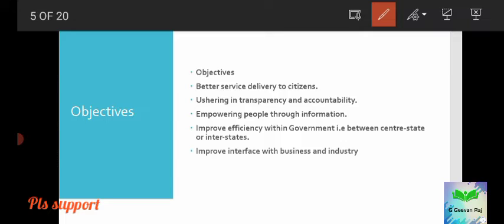The second point, ushering in transparency and accountability. So, when e-governance came into shape, it improved the situation of transparency and accountability in governance. Accountability means answerability of the government towards the stakeholders, the citizens, the civil society organizations, the various NGOs or pressure groups.